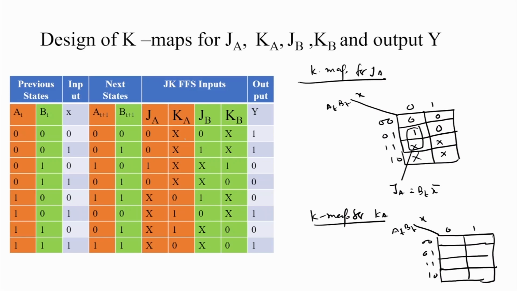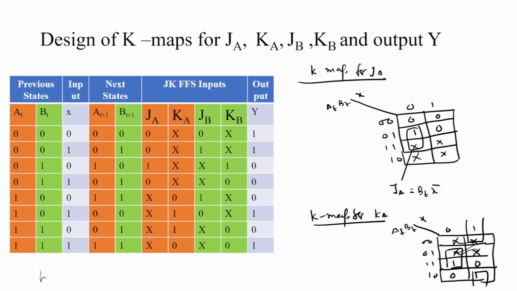So here we can simply find the values. The first four values are X, X, X, then 0, 1, and then 0, 1, then 1, 0. When we combine, there are two groups: one group is this, and another group is this X combined.